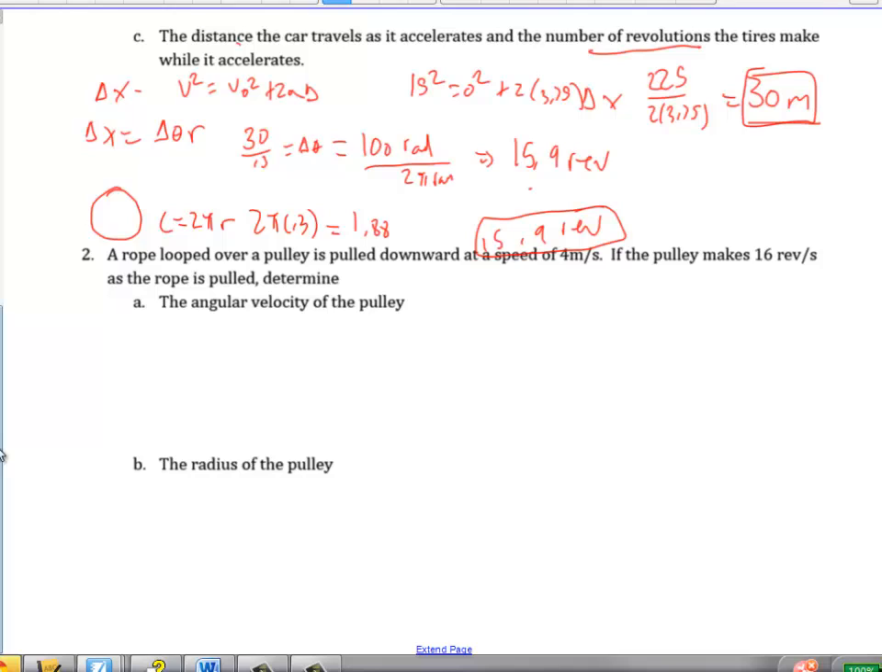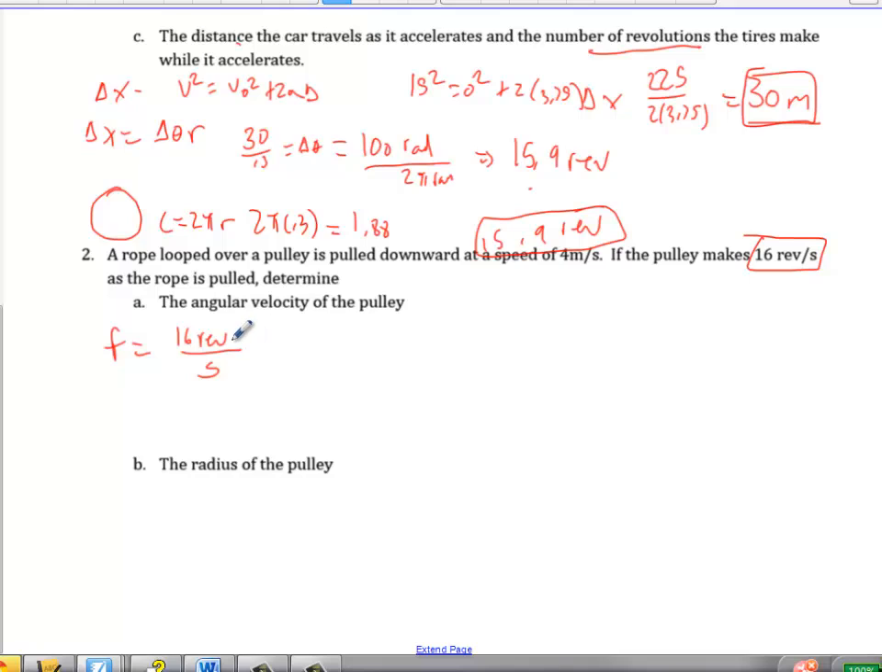2. A rope looped over a pulley is pulled downward at a speed of 4 meters per second. The pulley makes 16 revolutions per second as the rope is pulled. Determine the angular velocity of the pulley and the radius of the pulley. Well, this right here, this 16 revolutions per second, that's a frequency. Frequency equals 16 revolutions per second.